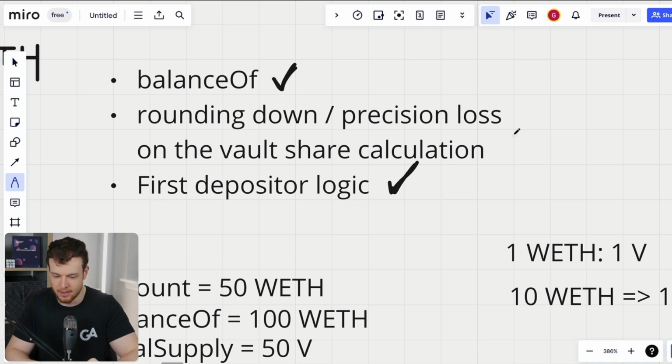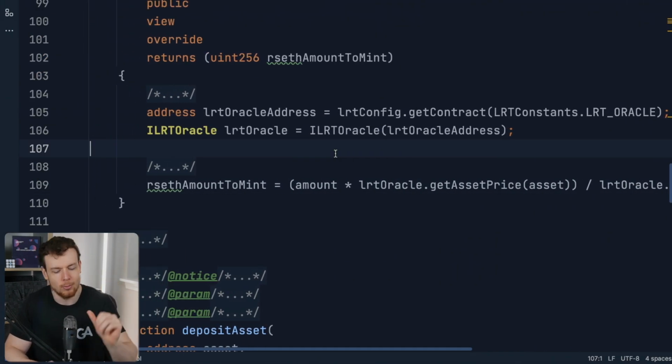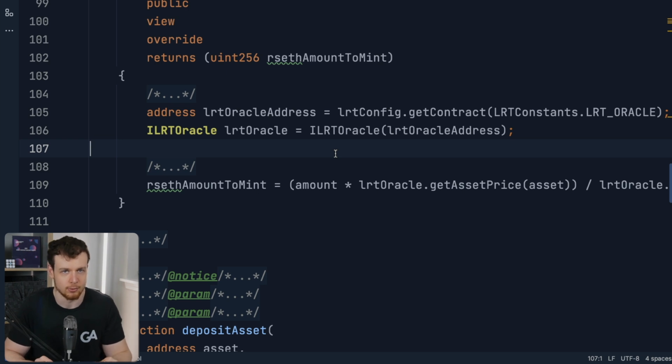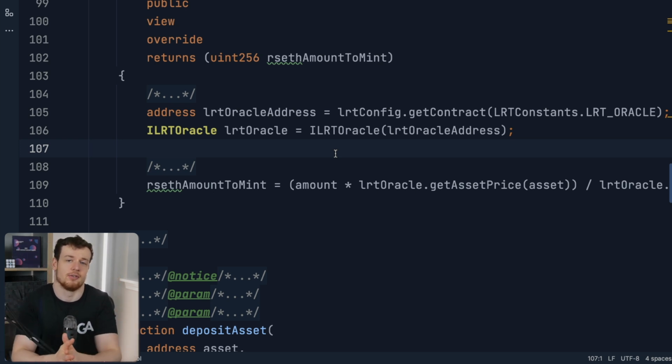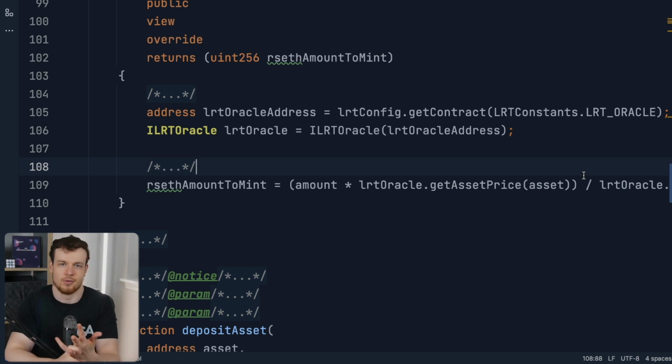So this is checked off, and we have our three things to cause the inflation attack in the system. As we can see, this is by no means a canonical ERC 4626 vault implementation. It's not even really purporting to be necessarily a vault, but that's what it is. It is a vault system with these accountings, and it's using balance of. It has this round down precision loss, and it's got that first depositor logic. So this system is vulnerable to the inflation attack.